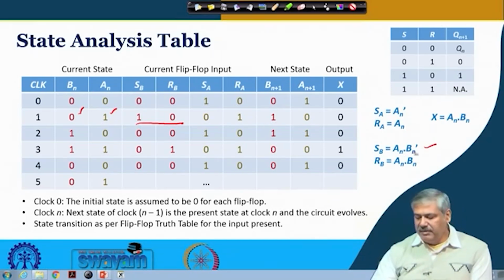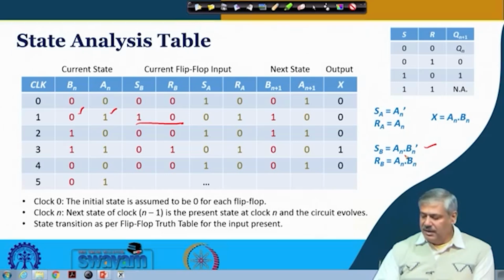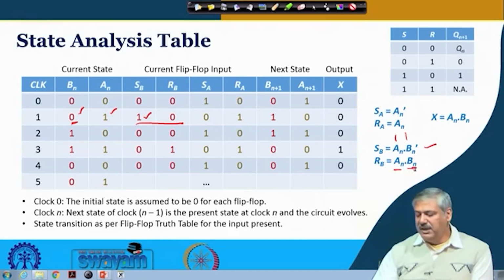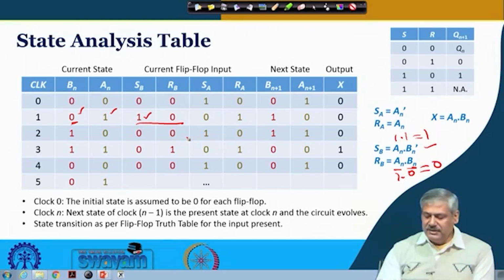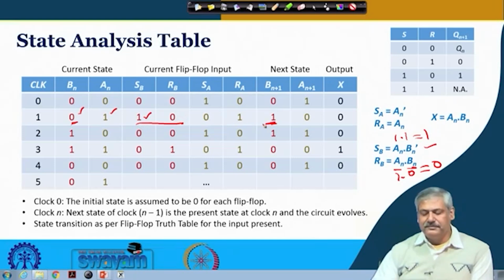So, SB is An Bn bar. An is now 1 and Bn is 0, so Bn bar is 1. So, 1 and 1 ANDed is 1. And what about RB? RB is An Bn. Bn is 0, so 1 and 0 gives 0. So SB is 1 and RB is 0, which means Bn plus 1 will become 1. This part is clear.